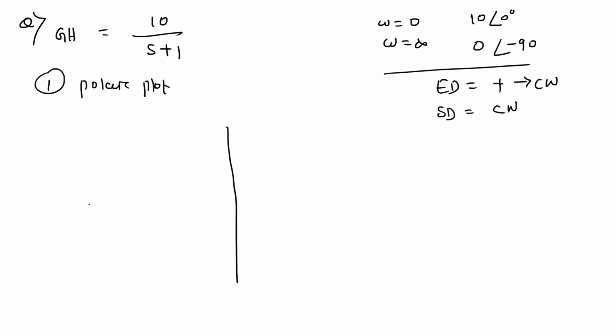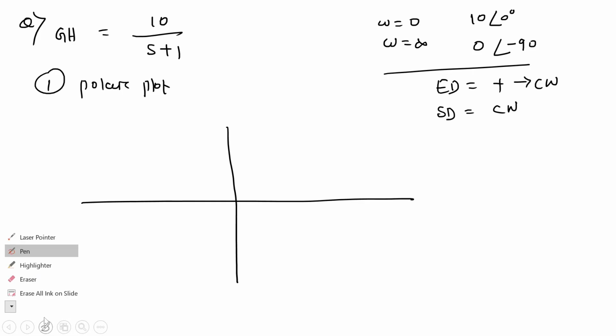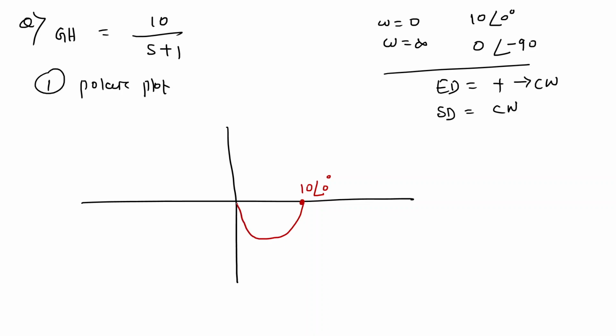I'm just drawing the polar plot. I'm changing my color for your understanding. So I start with 10 at 0 degree angle. This value is 10 at an angle 0 degree, right, sir? Yes, sir. I have to move clockwise and I'll reach 0 by making minus 90 degree. So start like this and reach like this, okay? We are now moving in the clockwise direction. So this is the polar plot, right, sir?